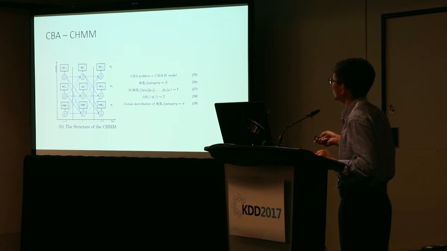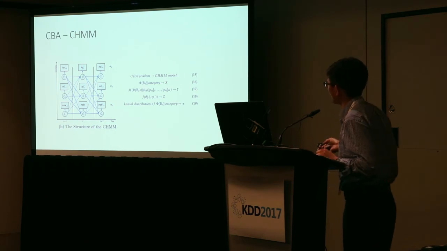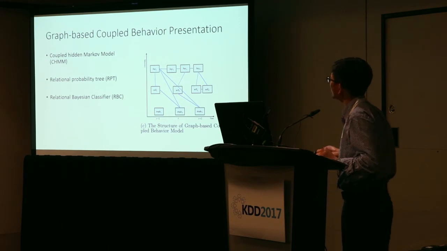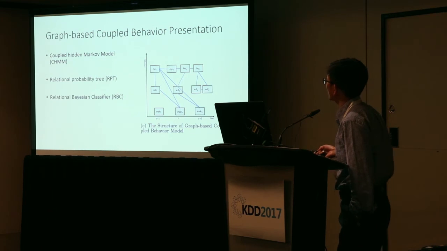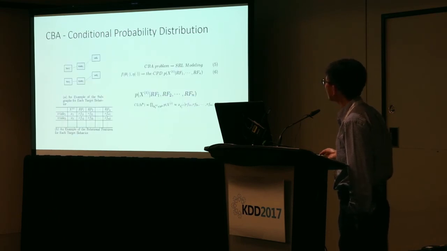And then we have these interactions, the coupling relation. So we just assume this Z captures this horizontal and vertical relation and their combination. So that's the assumption to use a coupled Markov model. And then you can build different models as well. You can build a relational probability tree model. You can build a relational Bayesian classifier model.